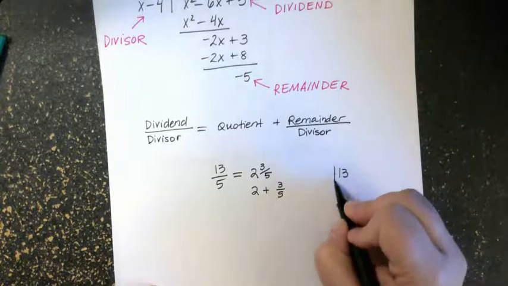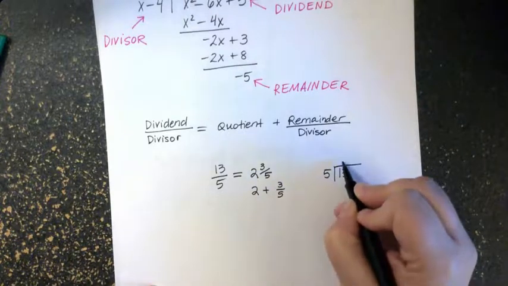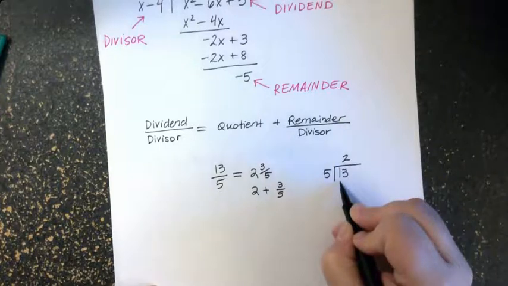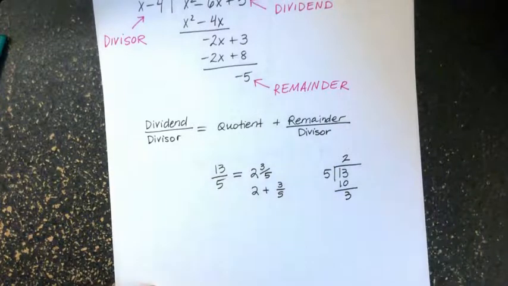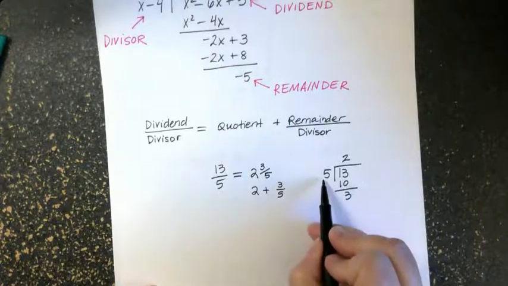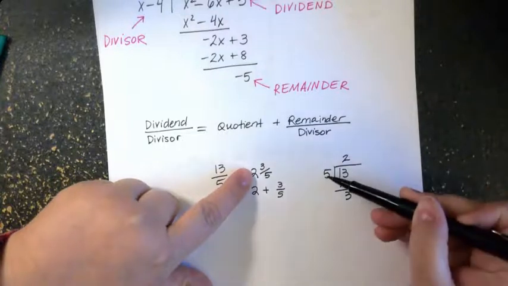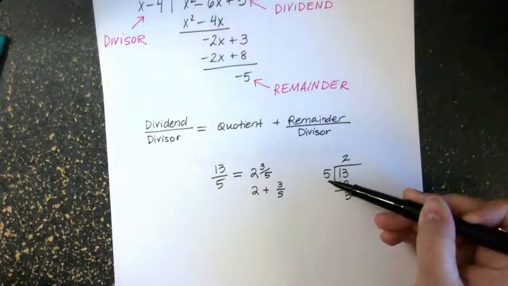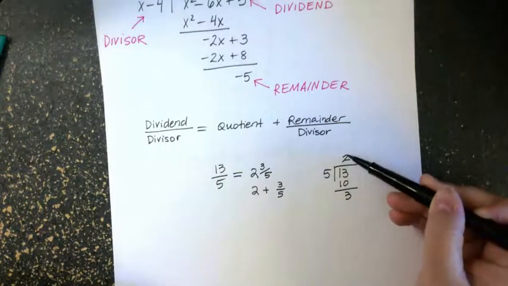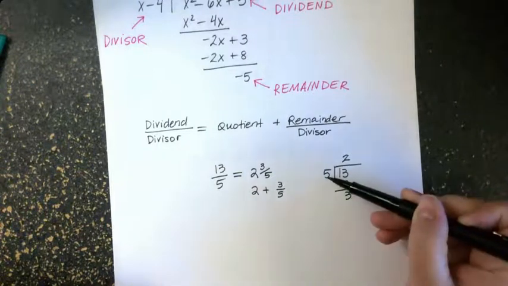Let's look at it this way. 2 times remainder 3. Okay, so 13 divided by 5 could be written as 2 plus 3 over 5. That's how we write that. That's what a mixed number is: the quotient plus the remainder over divisor.